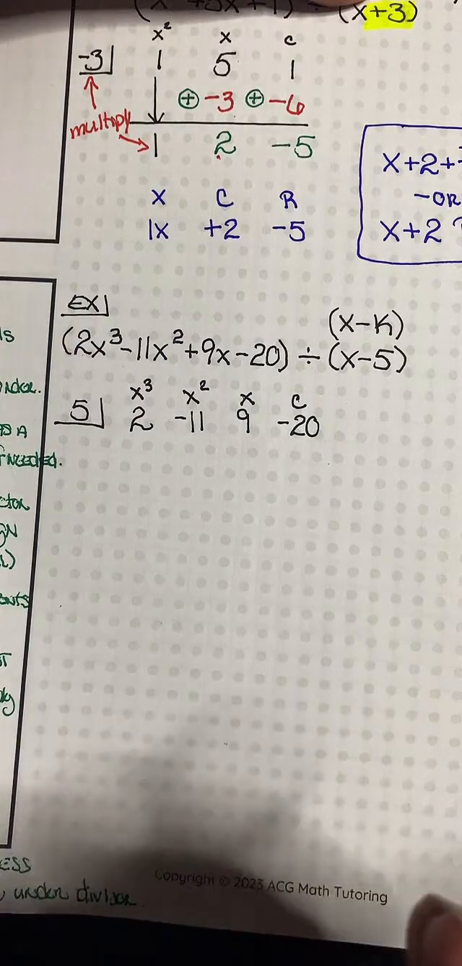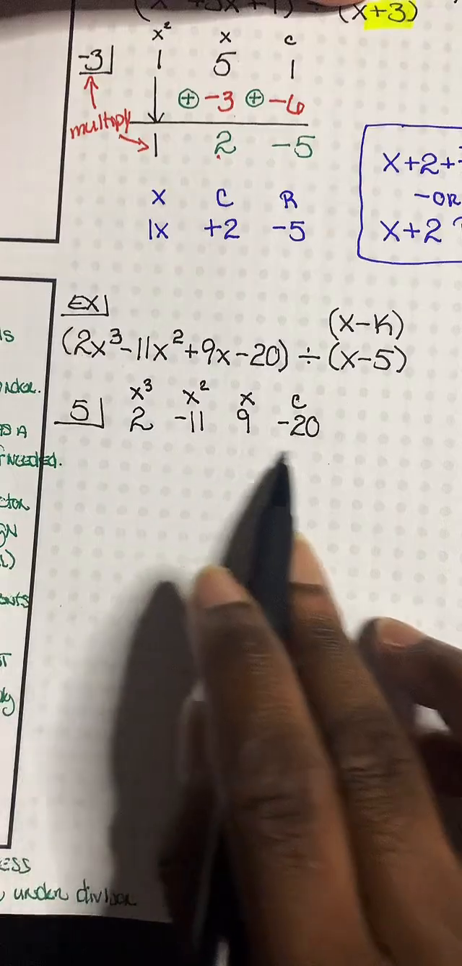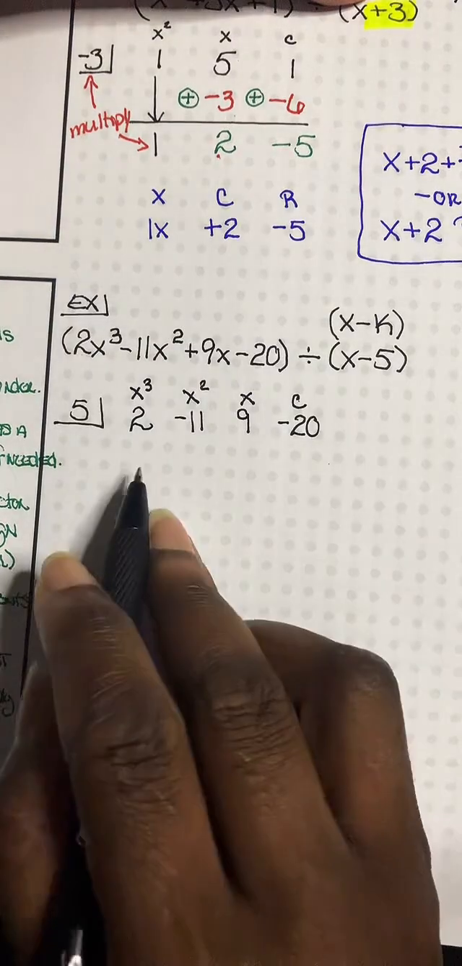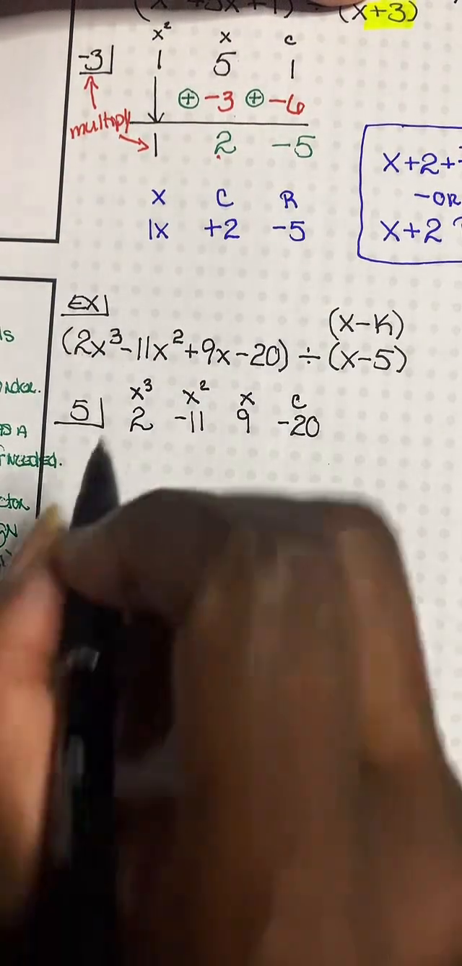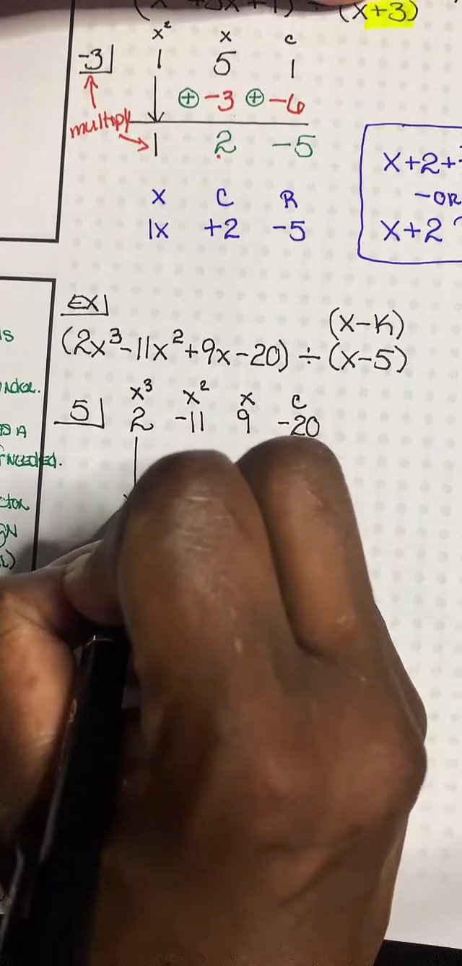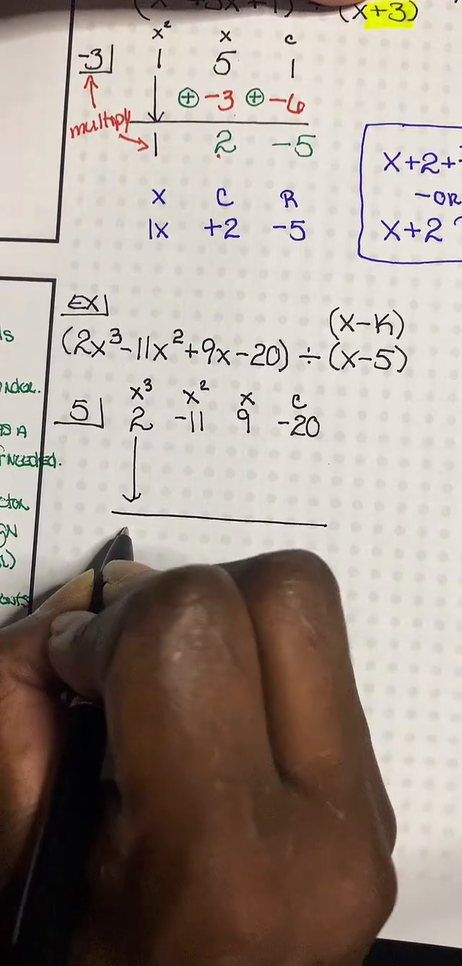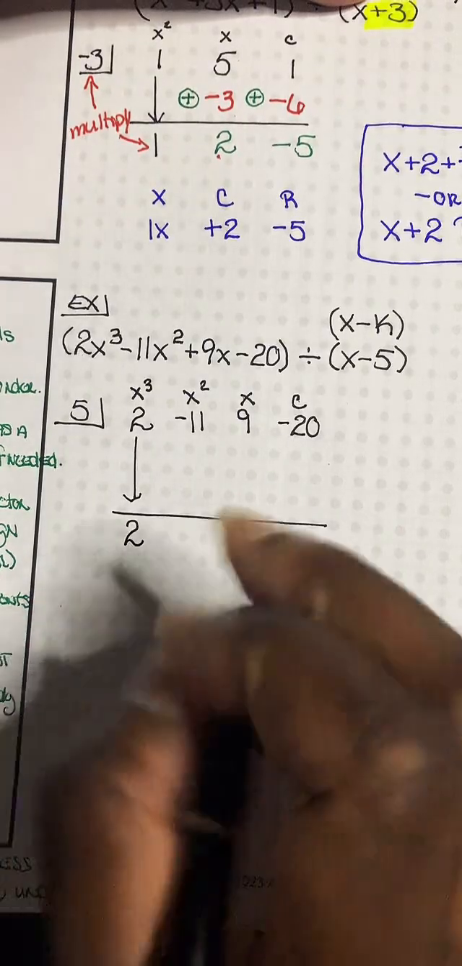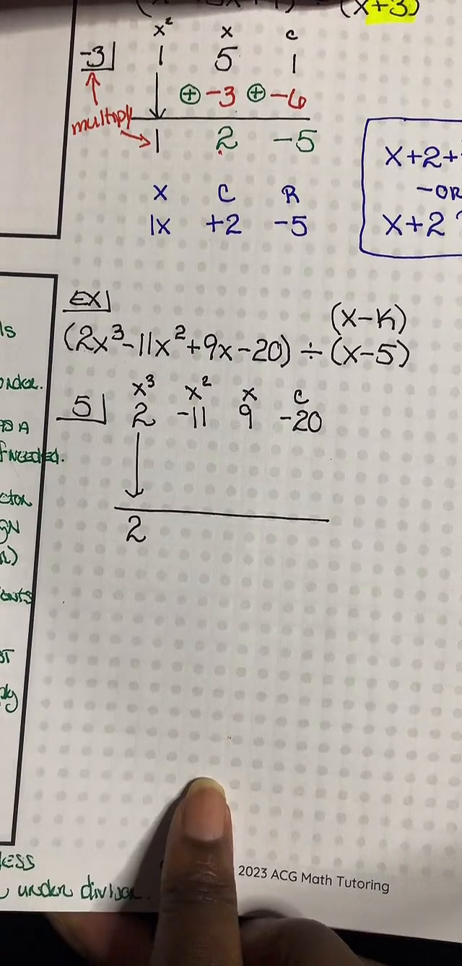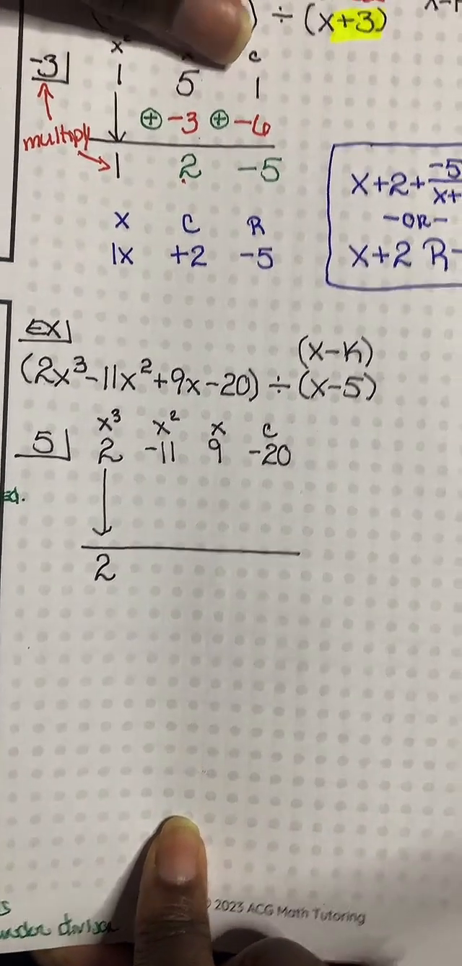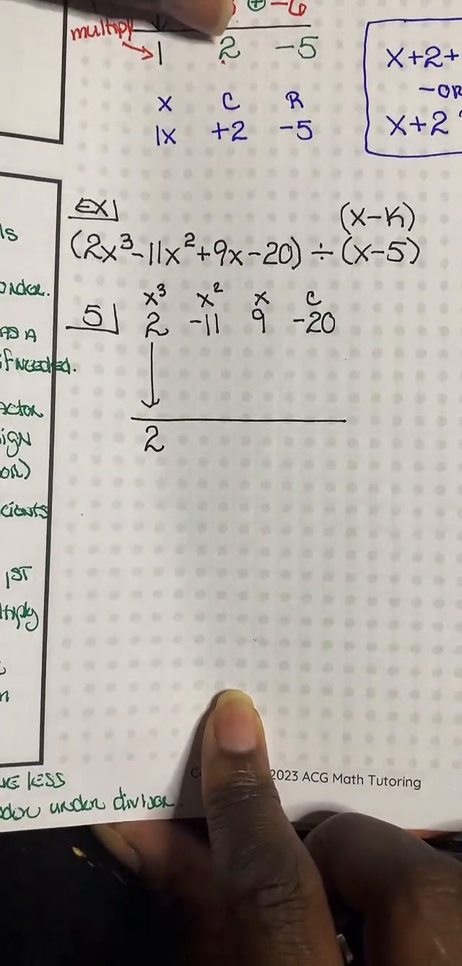So now, after we line all that up, looking at our first term, this is going to come down. This is going to be our first number down. Yep, synthetic division. There we go.